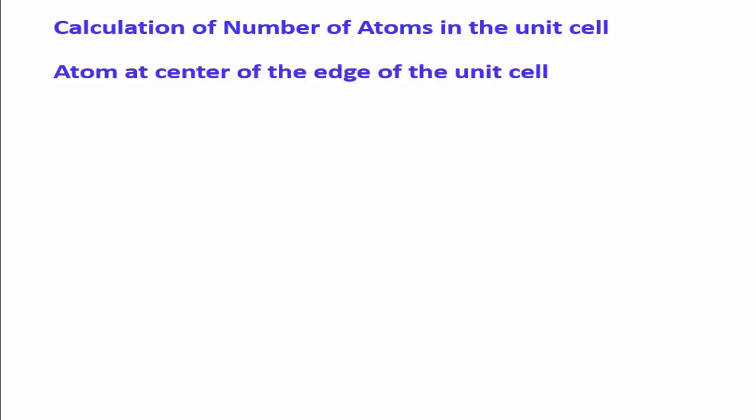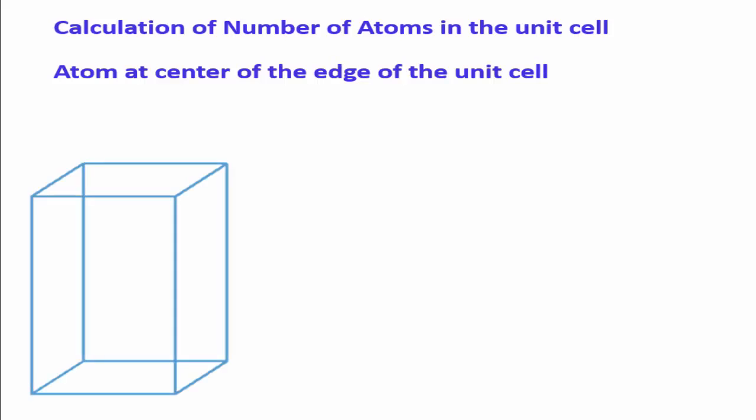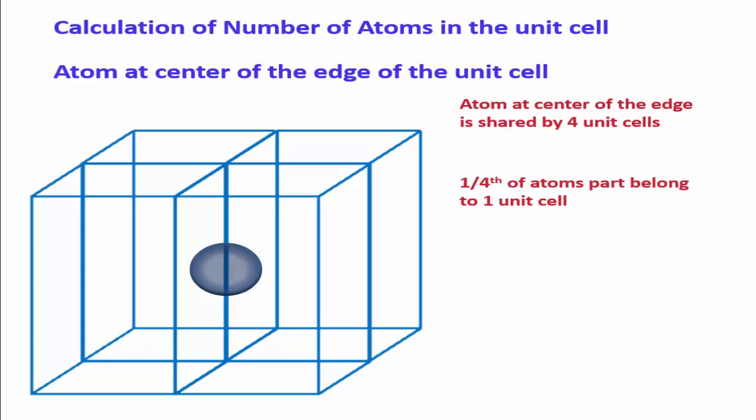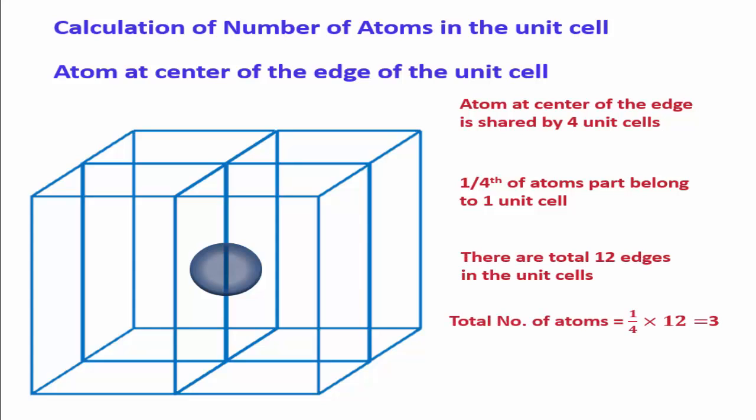Next is the atom at the center of the edge of a unit cell. As we can see, this is the unit cell, and when the atom is present at the center of the edge, the atom is shared by a total of 4 unit cells. Hence 1 by 4th of its part belongs to one unit cell and there are a total of 12 edges in the unit cell. So 1 by 4 into 12 is equal to 3. So 3 atoms are considered for the atoms present at the center of the edges of a unit cell.